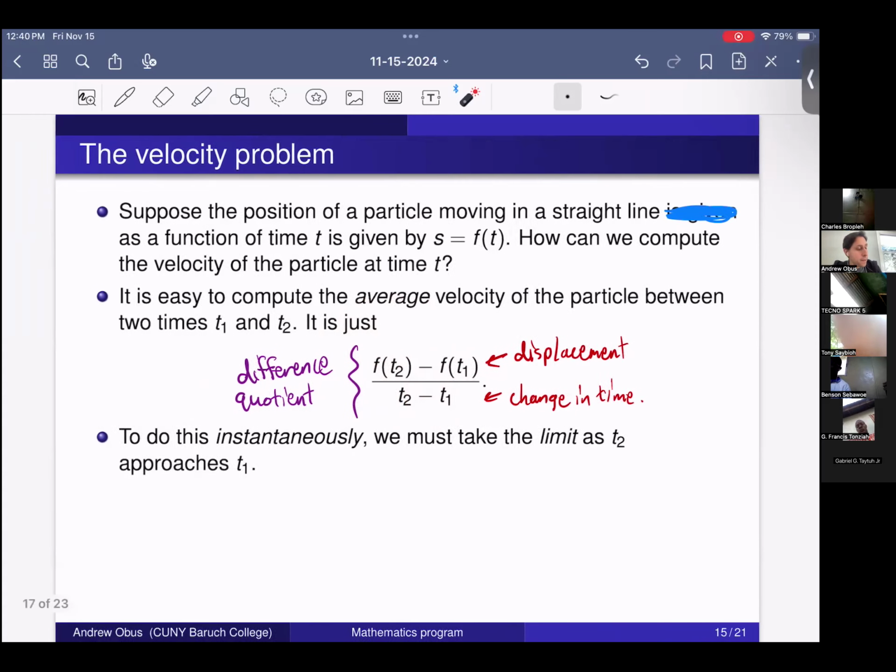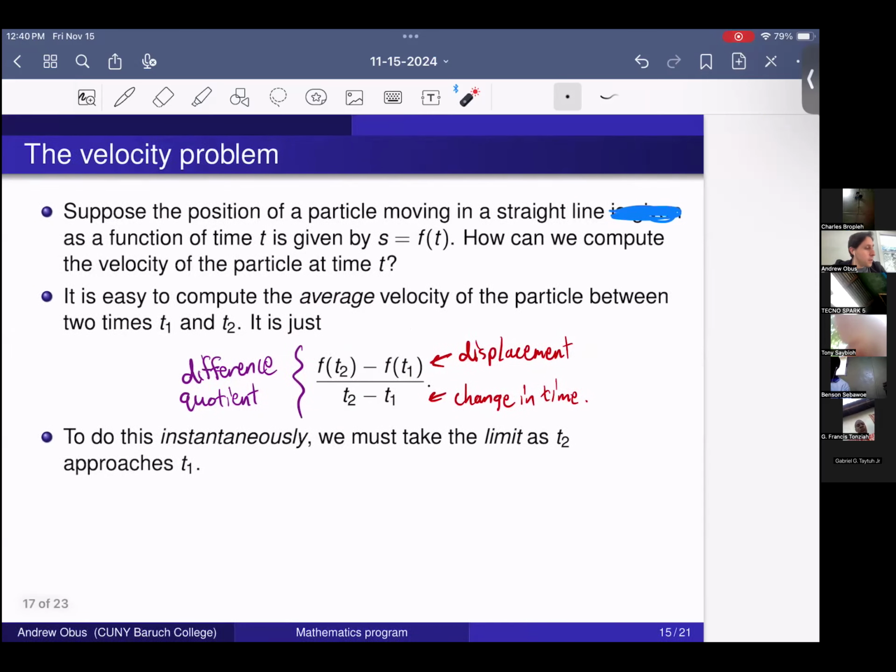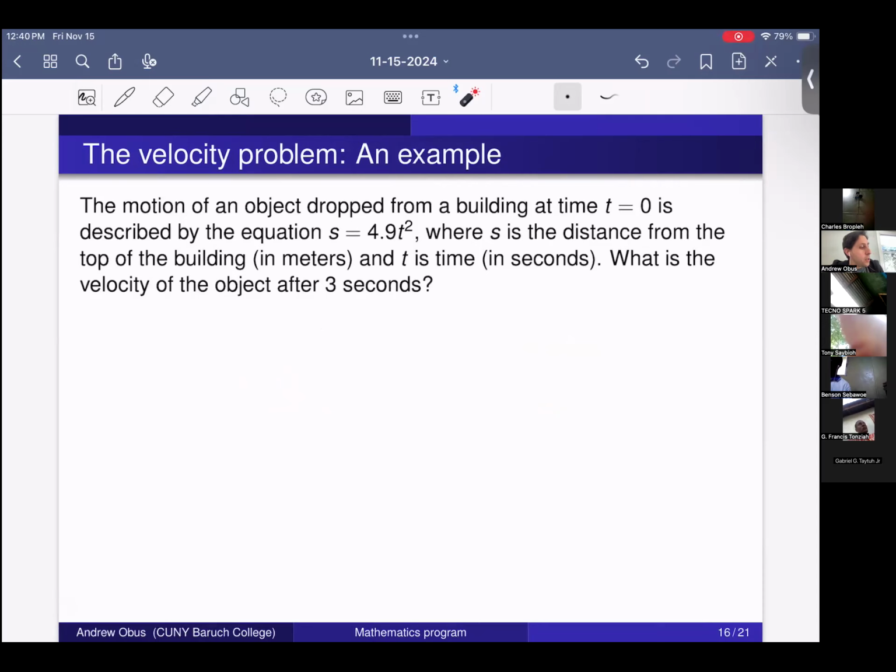Okay. So let's do this with an example. In physics, one of the things that we know is that if you take an object dropped from a building at time t equals 0, the position, the amount that it moves, is 4.9 times t squared, where s is the distance from the top of the building in meters and t is the time in seconds.